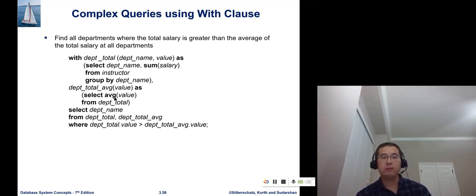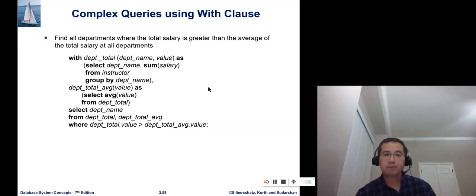So let's look at the first one. You can find out we need to do this one. You will compare with this one, calculating the average of the total salary at all departments. But for this one you must get the total salary. So anyway, we can first calculate the total salary and then calculate its average, and then we compare each department's total salary and the average. Okay.